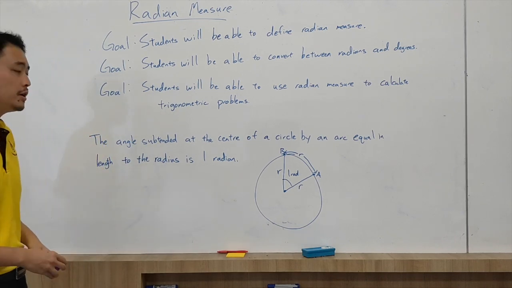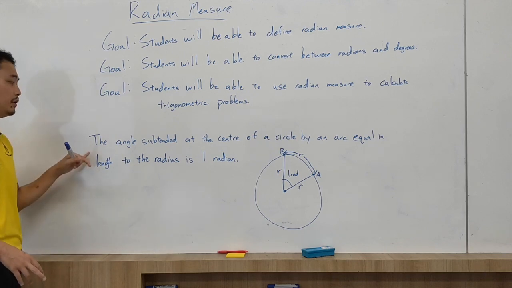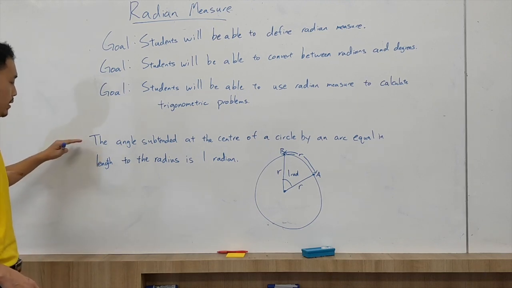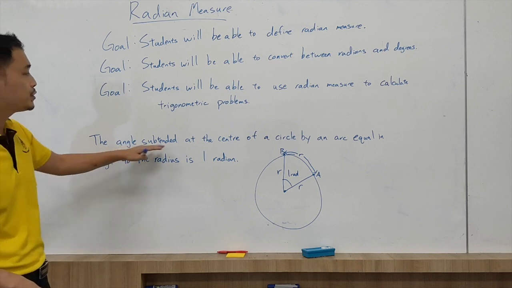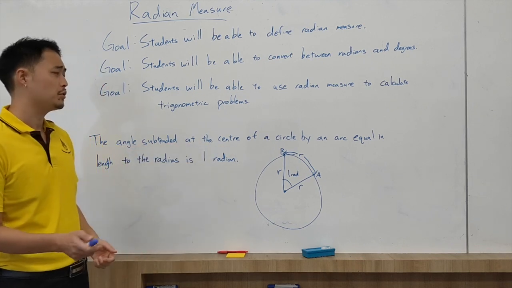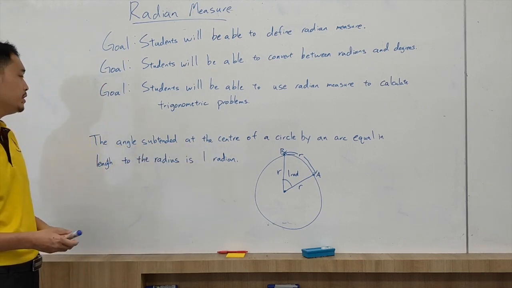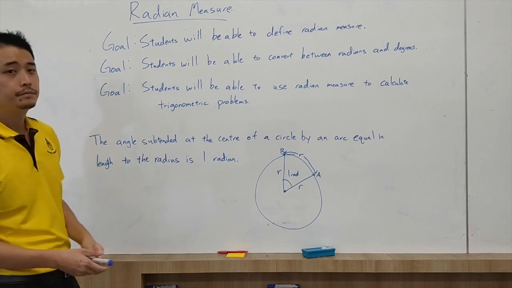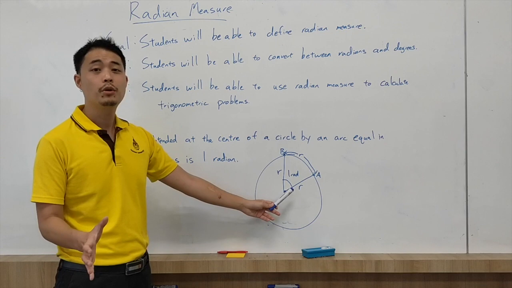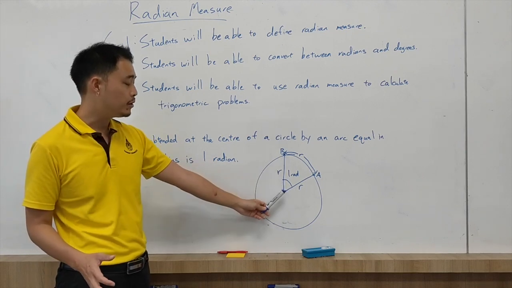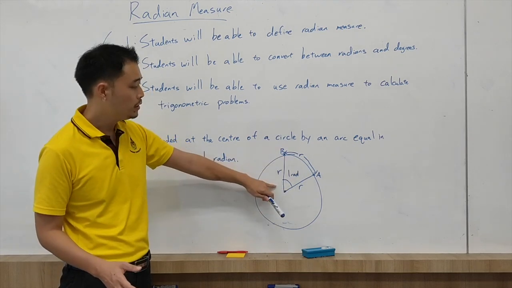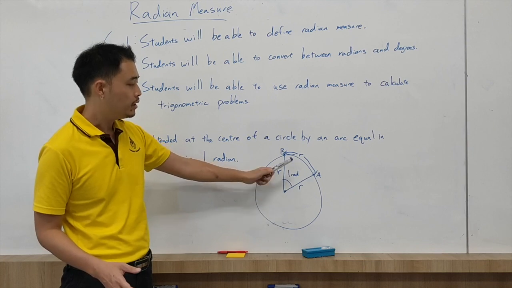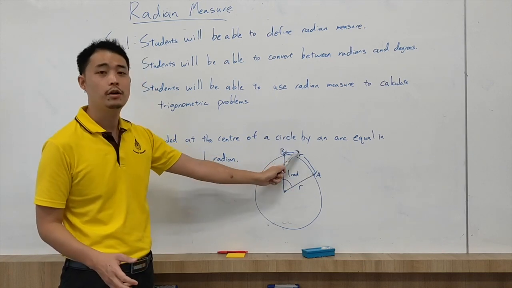Okay, so let's start by talking about the definition of radian measure. A radian is defined as the angle subtended at the center of a circle by an arc length equal in length to the radius is 1 radian. We'll talk more about this in a second, but if we look at the diagram here, here's a circle with radius r, and over here we have an arc of length r as well.